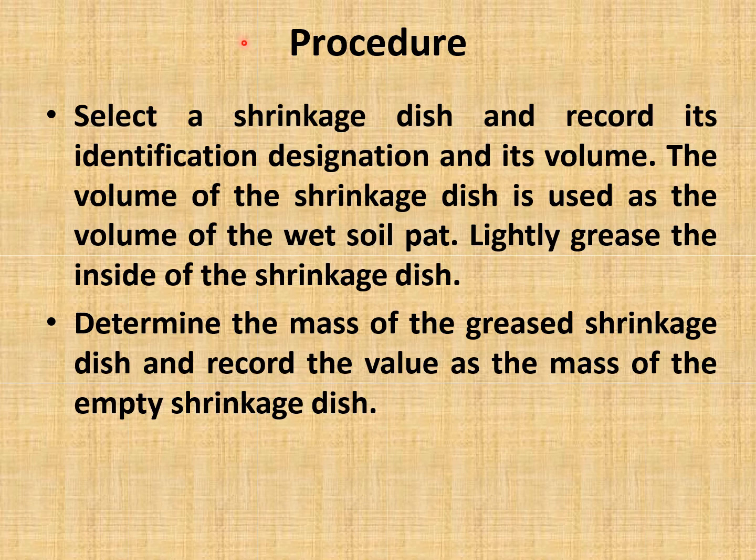Procedure. Select a shrinkage dish and record its identification, designation, and its volume. The volume of the shrinkage dish is used as the volume of the wet soil pad. Lightly grease the inside of the shrinkage dish. Determine the mass of the greased shrinkage dish and record the value as the mass of the empty shrinkage dish.